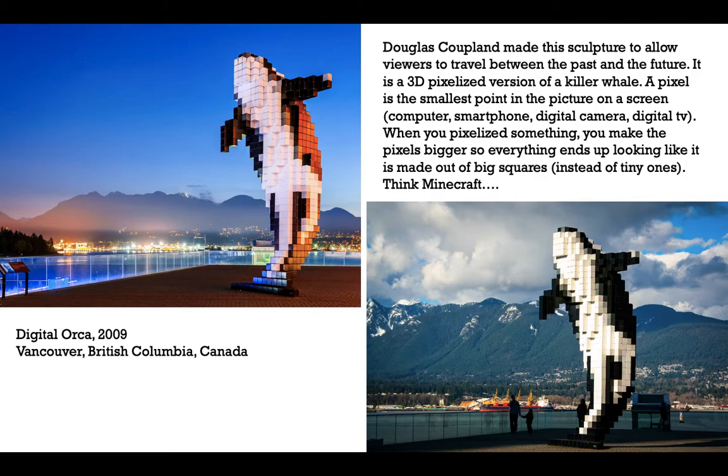But then he's put like a 3D pixelized version of a killer whale. A pixel is the smallest point, like a tiny little square in the picture on your screen. So that can be your computer screen, smartphone screen, digital camera, digital TV. They're usually so tiny that we don't see them with just our eye. And because they're so small, when we're looking, we don't see them anymore. And so all the images look like they normally would. You see curves and you see colors blended together.